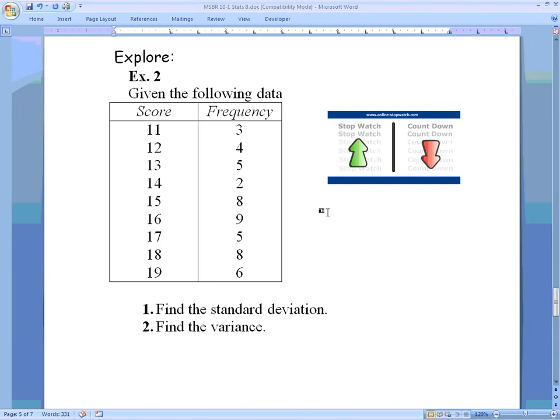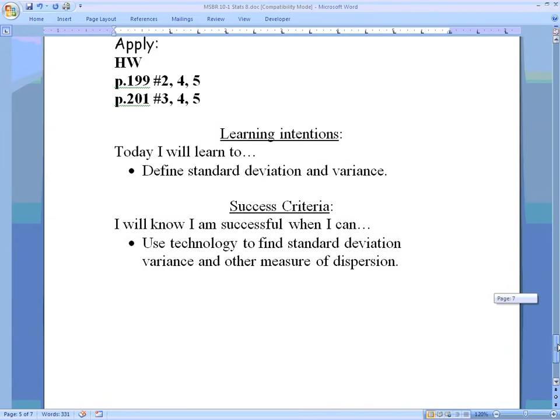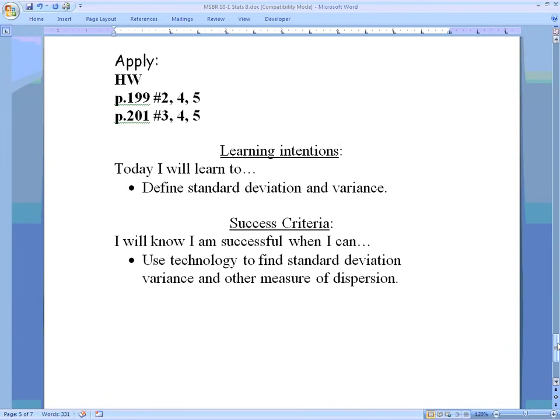All right, that is our lesson for today. On page 199 and 201, you'll find some problems dealing with this. And you're going to want to be using your technology here. You don't have to solve these by hand. You don't have to do it the long way. But again, I encourage you to maybe try it out so that you sort of see how that all relates and see if you get the same answers. But technology is our main goal.